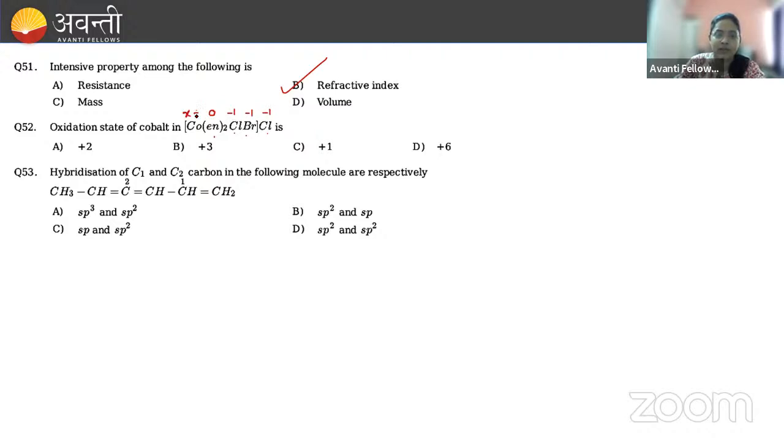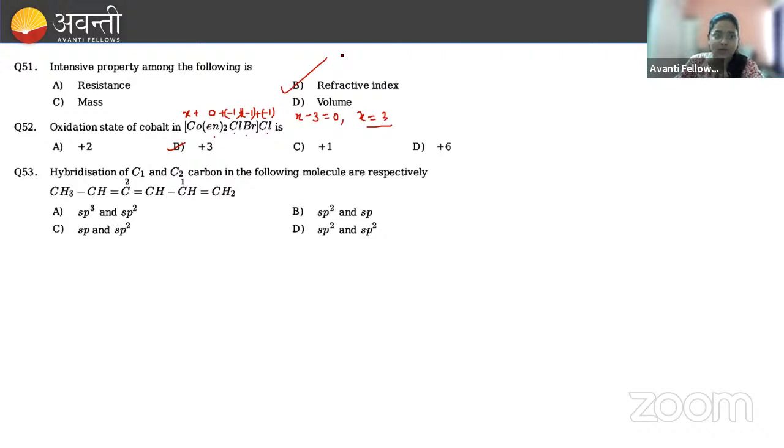So add everything. What you will get is x plus x minus 3 equal to 0, so x is equal to 3. So what will be the oxidation state of cobalt in this complex? The answer will be option B, that is, the oxidation state will be +3. Right? Any doubt? Do you know how to calculate the oxidation state? Yes?